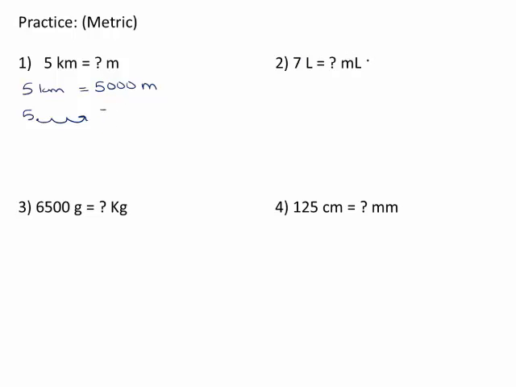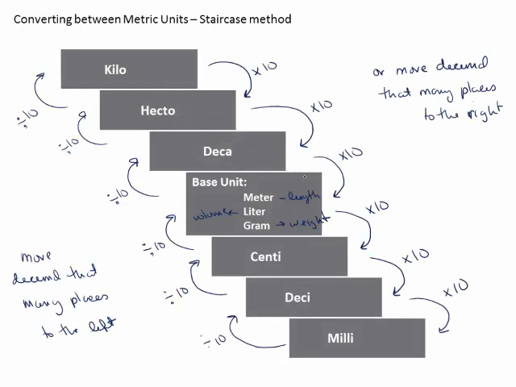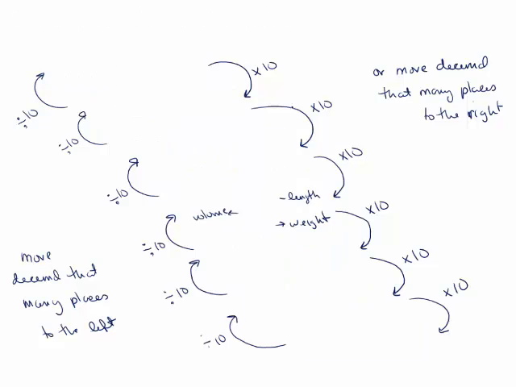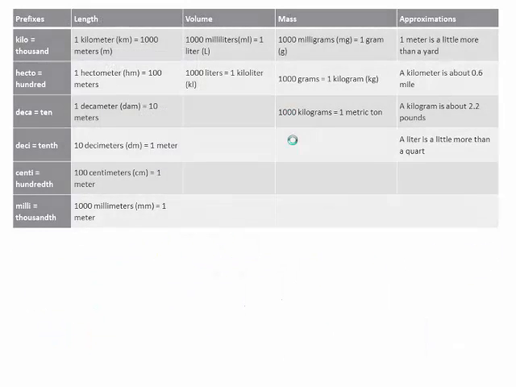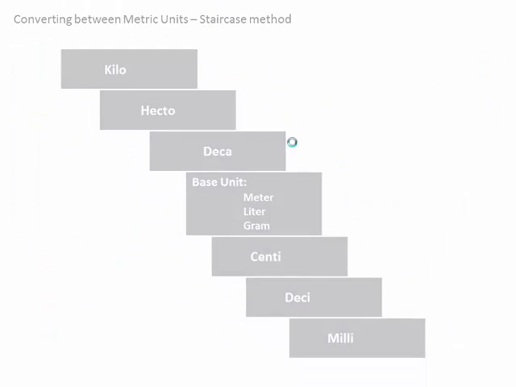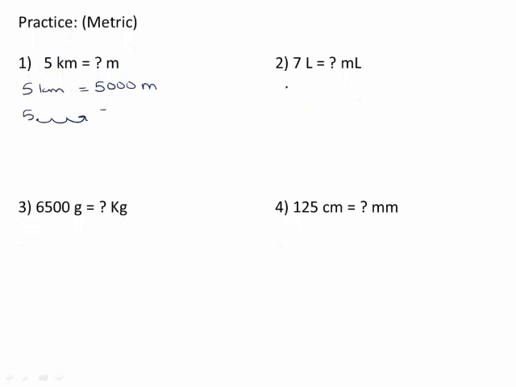To go from liters to milliliters, let's look at our staircase. I'm at liters and I want to go to milliliters. I go 1, 2, 3 staircases. Oops, wrong direction. So I'm going to go 1, 2, 3. So I'm going to have 7 liters is equal to 7,000 milliliters.